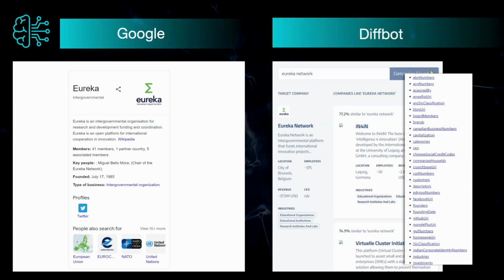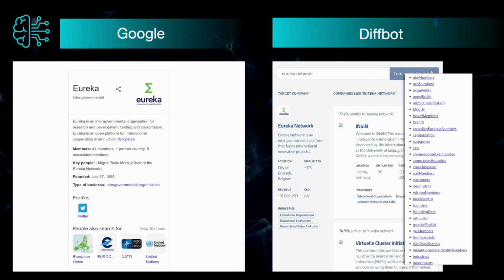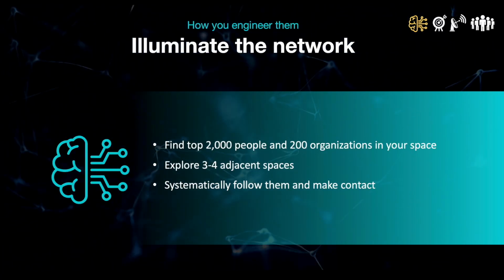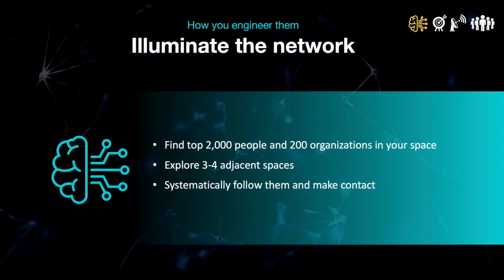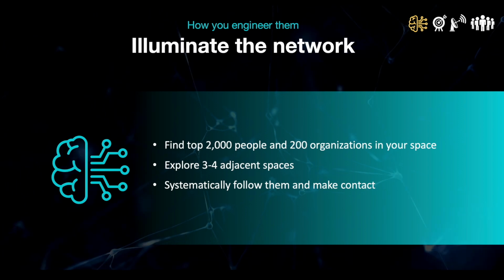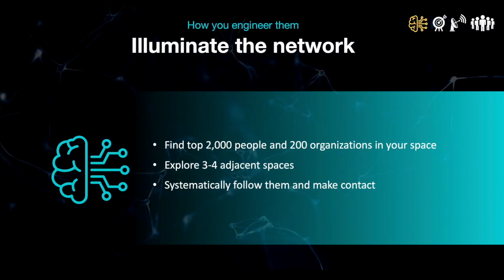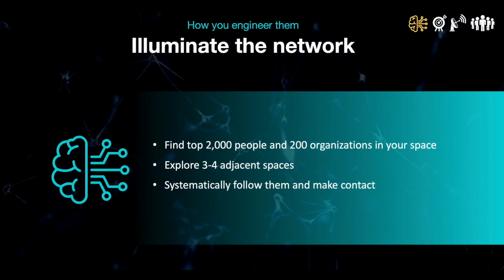A company that does that, and is available for usage by anyone, is Diffbot. It's really a bot that goes and identifies components of knowledge and stitches them together in a way that you can get what you need from the web. What can you do for your network? I suggest that, for example, you identify, say, 2,000 people and 200 organizations in your space. Then you go and find 3 to 4 adjacent spaces, and you systematically follow them and potentially make contact with them so that they know that you exist, you know that they exist.